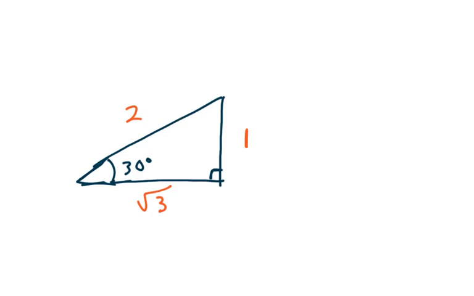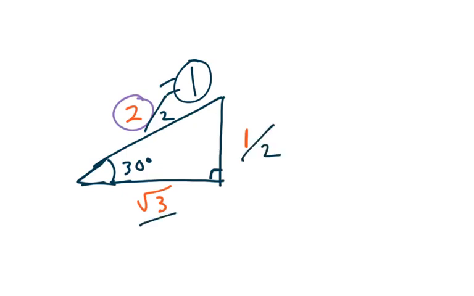Now, we have the same dilemma we had before. Okay? We don't want this hypotenuse to be length 2. We want it to be length 1. So how can we do that? Can't we just simply divide by 2? 2 divided by 2 is 1, right? So that's what we're going to do. We're going to divide each side by 2. Okay?